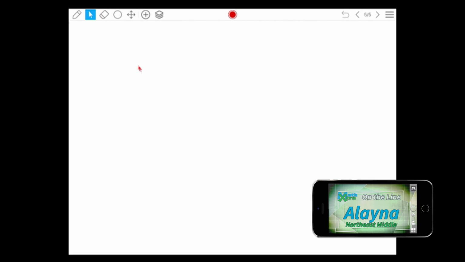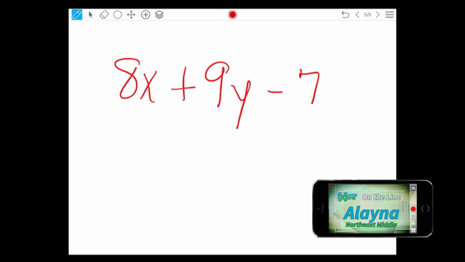In the expression 8x plus 9y minus 7, why can't we add those terms together? Okay, just want to make sure that I have your question. Did you say 8x plus 9y minus 7? Your question is, why can't we add all of those terms together? Correct. All right, well, let's take a look.